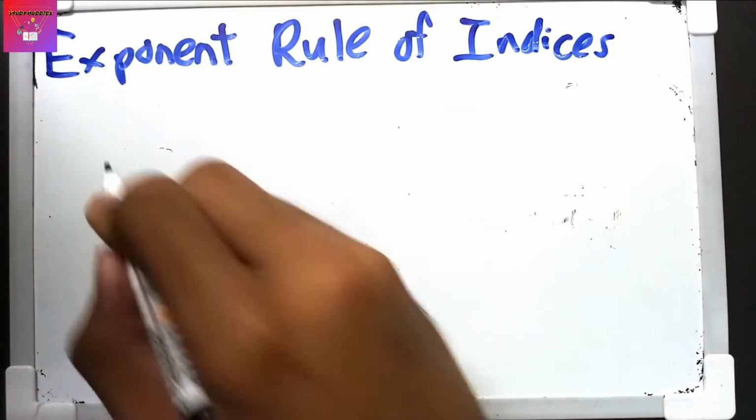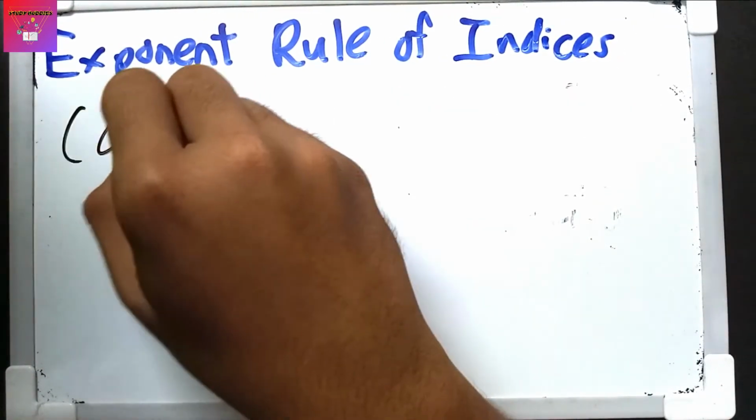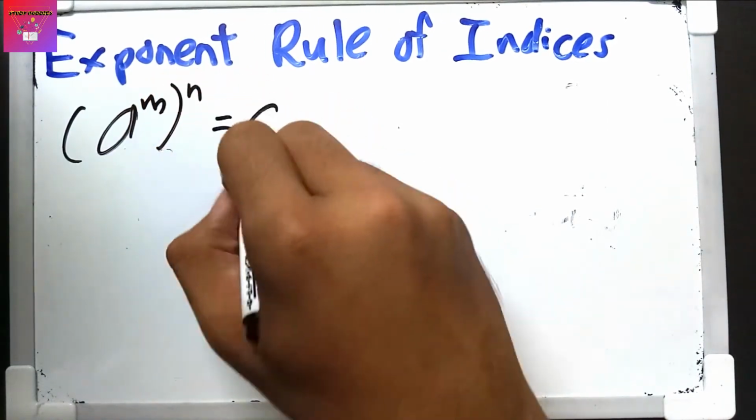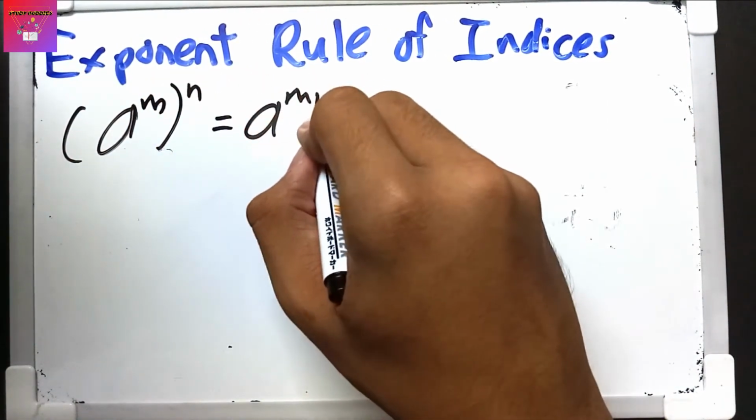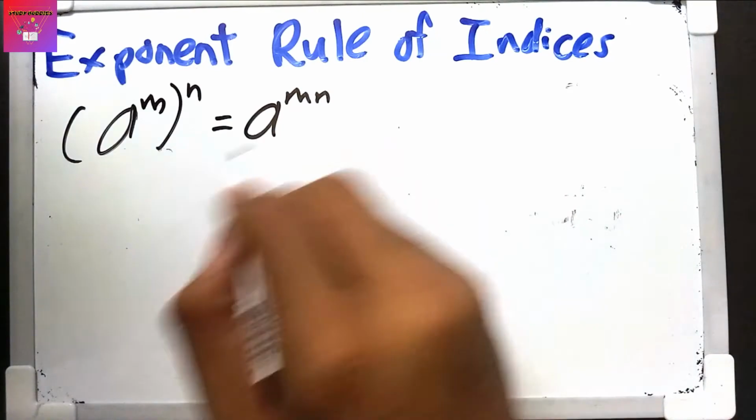Next we are going to look at the third one. a to the power of m, all to the power of n, is going to be a to the power of m times n. I'll use the same numbers as just now.